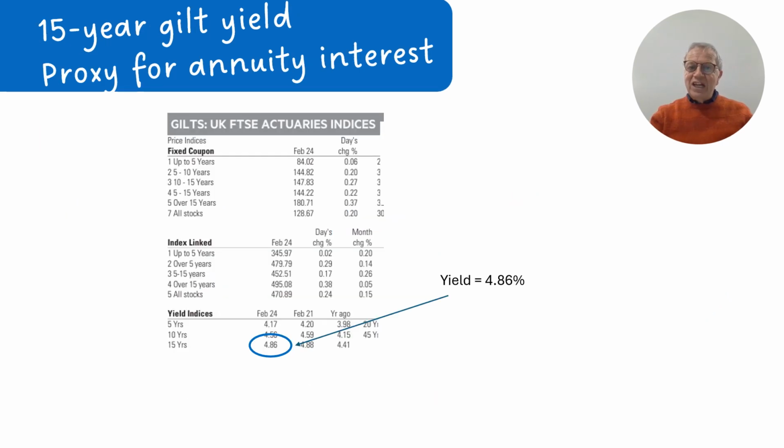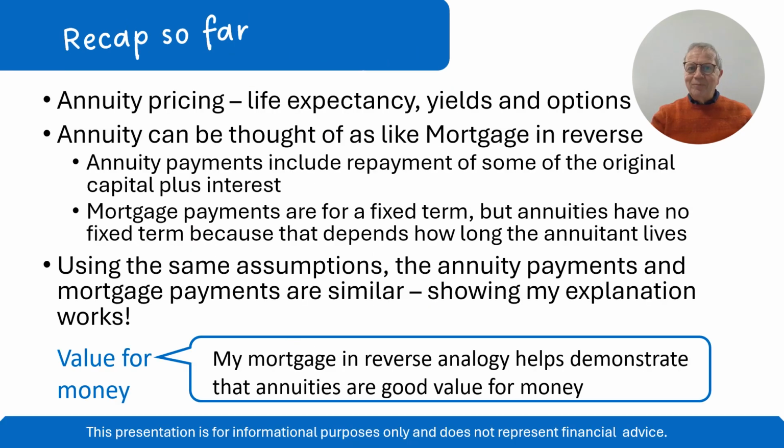And finally, the interest rate. I'm going to talk about this a little bit later, but a good proxy for an annuity interest rate is the yield on gilts. I take the 15-year gilts, and this is a screenshot from the FT very recently, and you'll see the yield is 4.86%. Let's call that 5% rounded up.